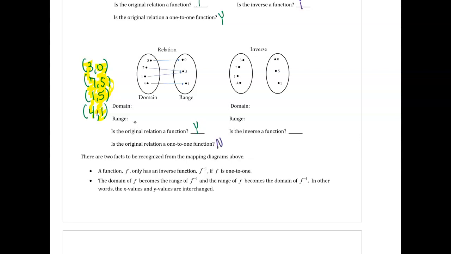So what happens if I switch this mapping back around, just switch the arrows. And I now write my ordered pairs, so 0 gets 3, 5 gets 7, 5 gets 1, and 1 gets 4. Then what you'll notice is my inverse is actually not a function because I have some x's repeat.